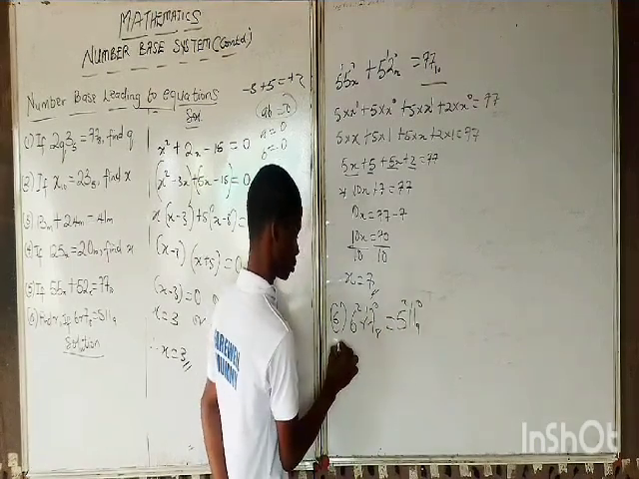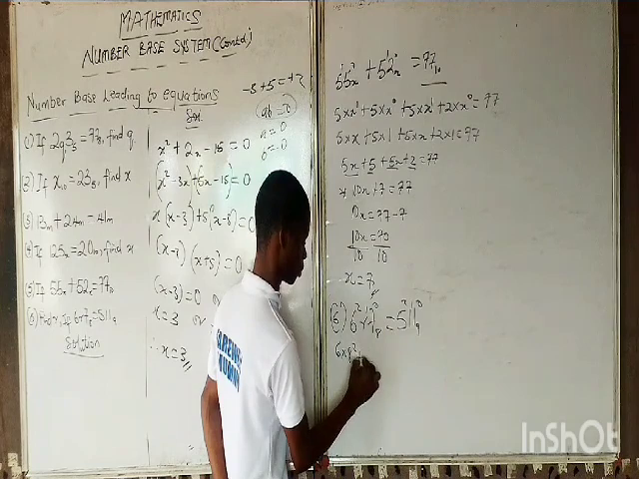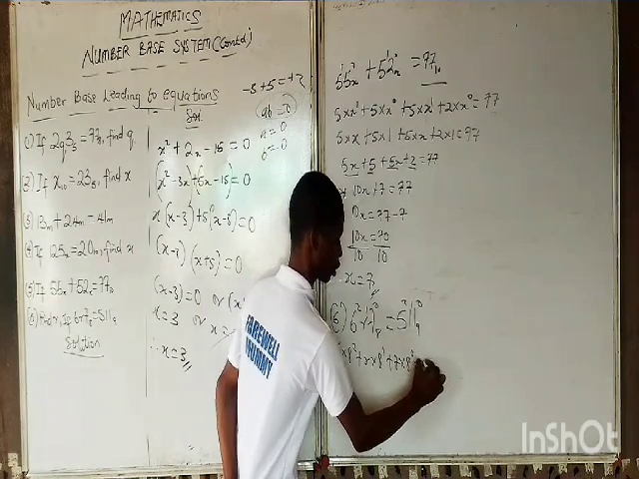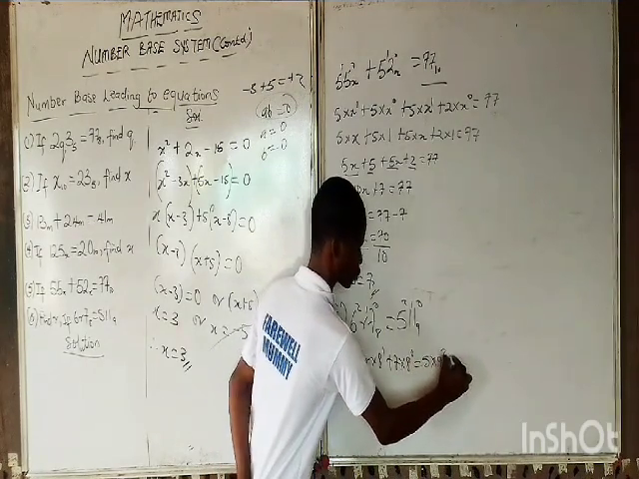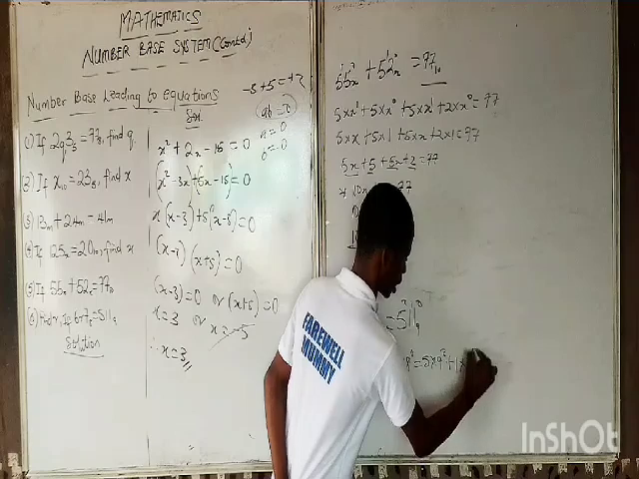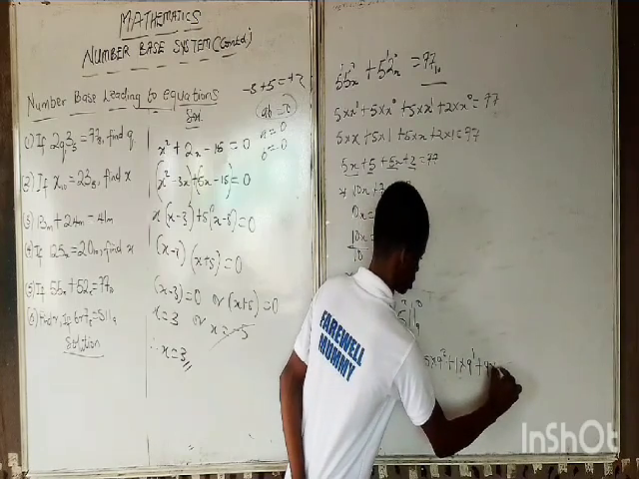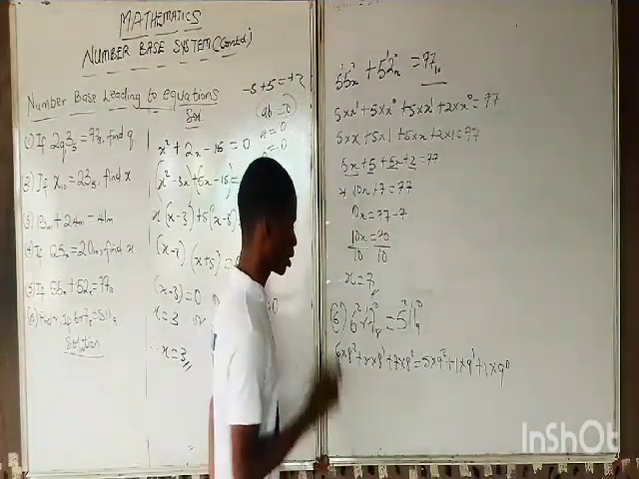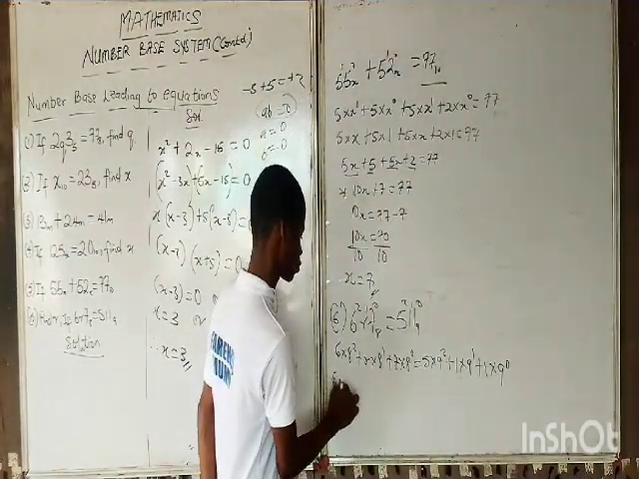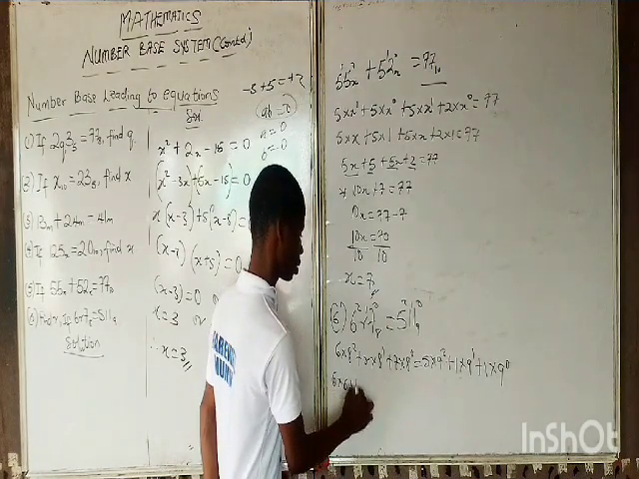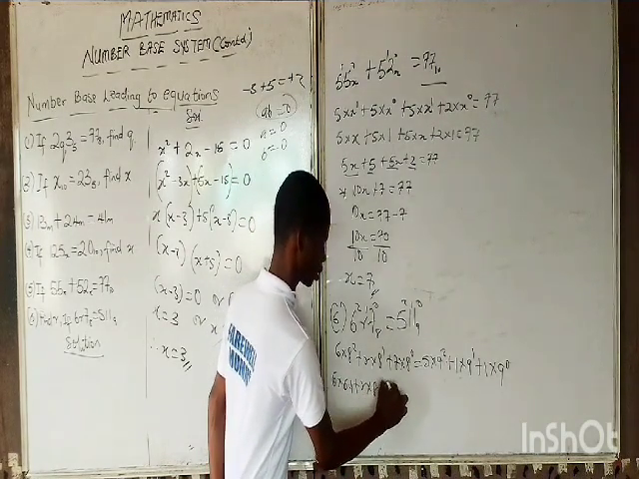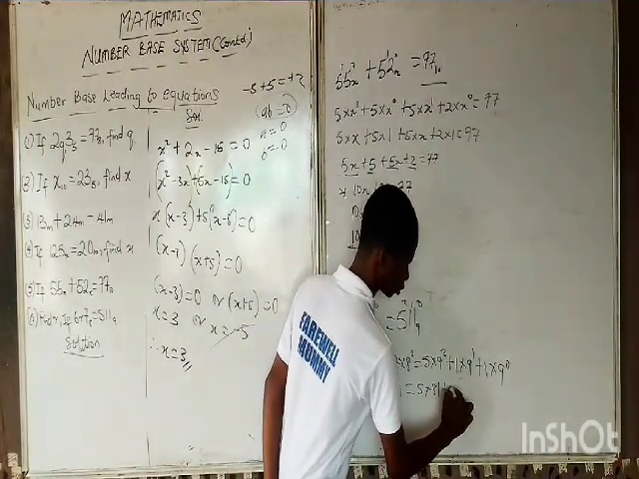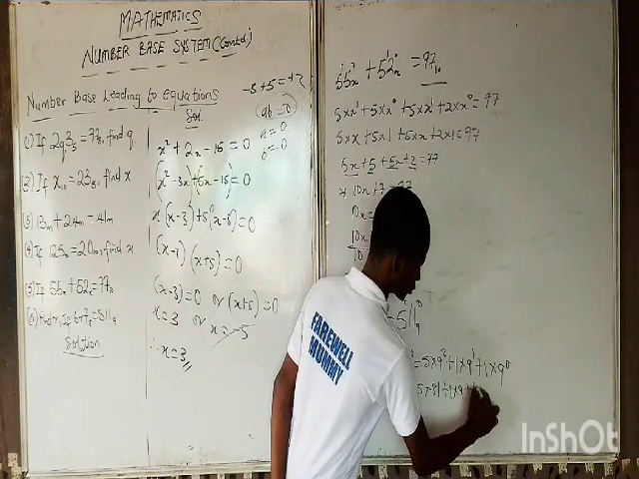So now let's go. 6 times 8 raised to power 2 plus r times 8 raised to power 1 plus 7 times 8 raised to power 0 equal to 5 times 9 raised to power 2 plus 1 times 9 raised to power 1 plus 1 times 9 raised to power 0. So now let's continue. We have 6 times what? 64 plus r times what? 8 plus 7 times what? 1 equal to 5 times what? 81 plus 1 times 9 plus 1 times what? 1.